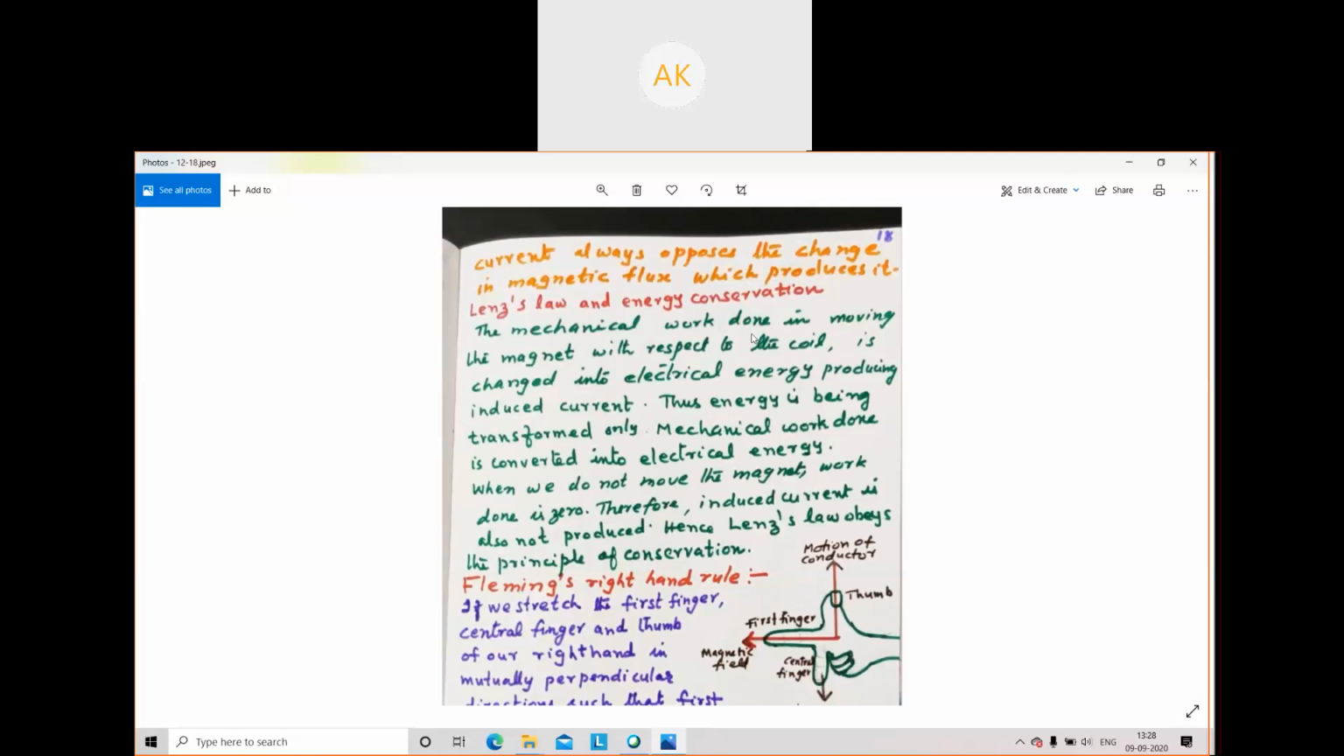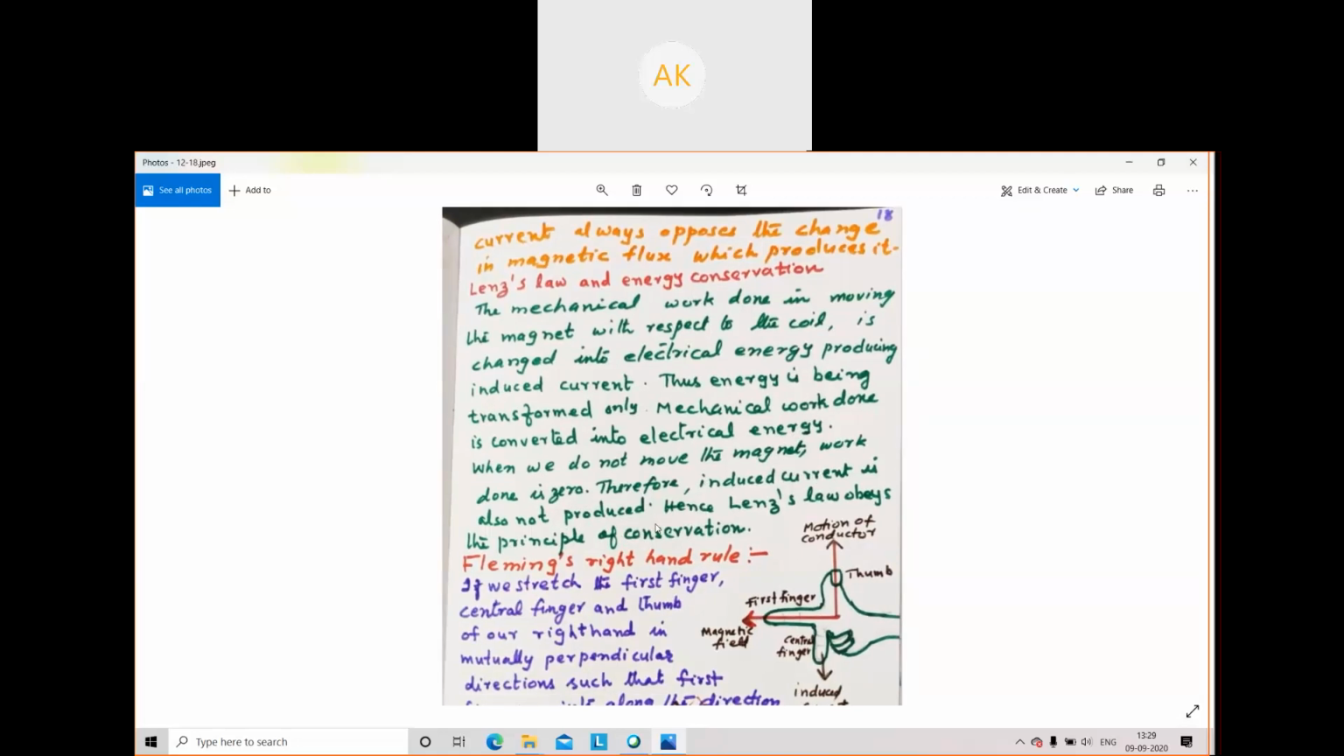You see, in order to move the magnet towards the coil, work is to be done. So that work done is converted into electrical energy. You see, mechanical work done in moving the magnet with respect to the coil is changed into electrical energy. So thus energy is being transformed. Mechanical work done is converted into electrical energy. When we do not move the magnet, work done is zero. Therefore, induced current is also zero. Hence, Lenz's law obeys the principle of conservation.